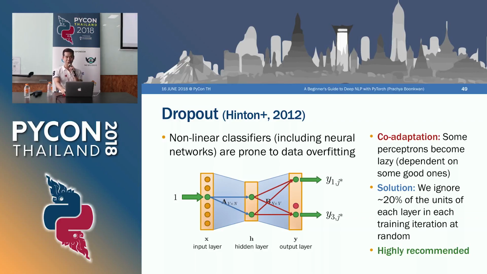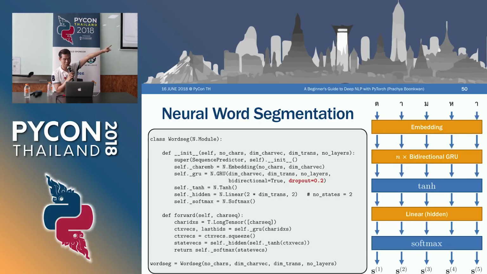How to add that into your network? To do that, you just add one more parameter in the GRU, dropout equals 0.2, to allow dropout during training. It's really easy, right? If you want to modify the model, you just add some more dropout. You can increase the dropout rate, stuff like that. It's really easy.